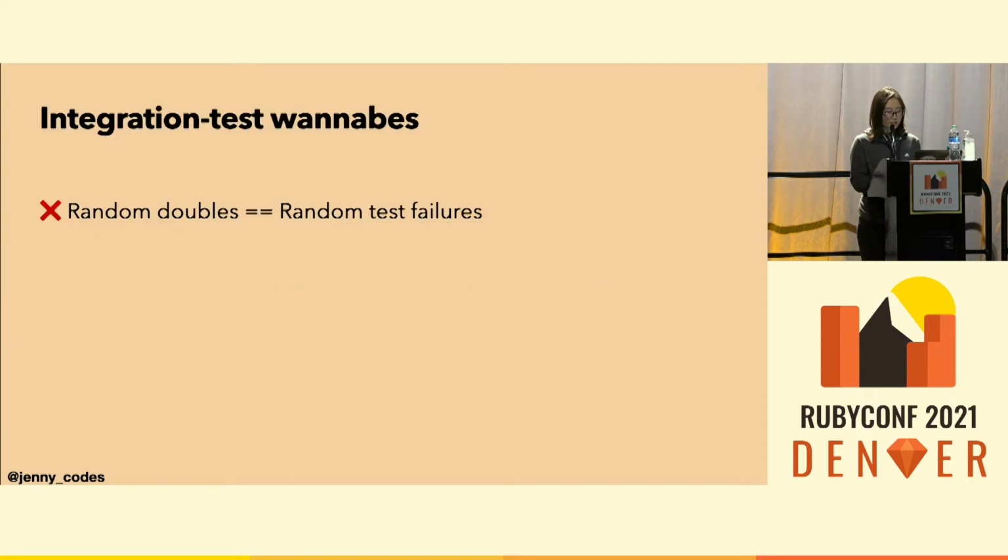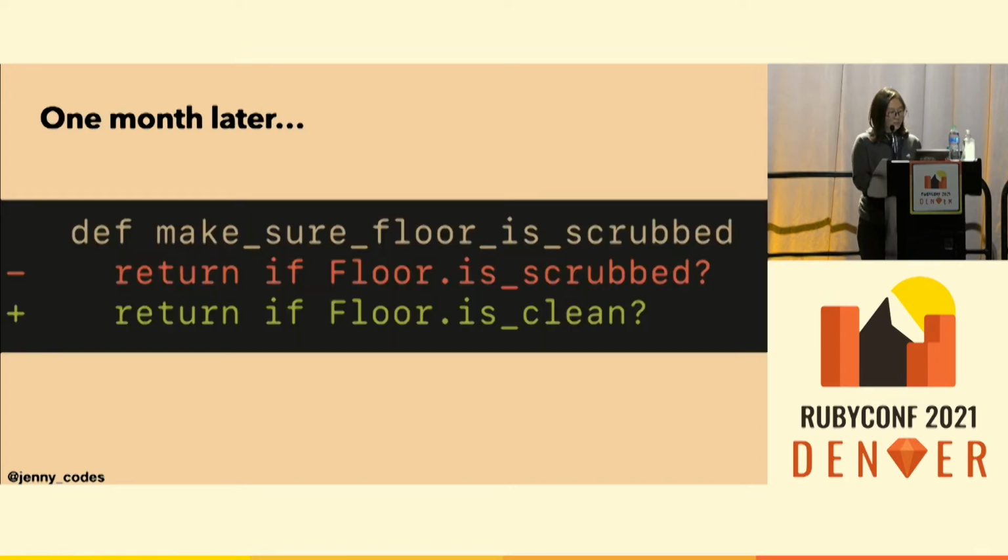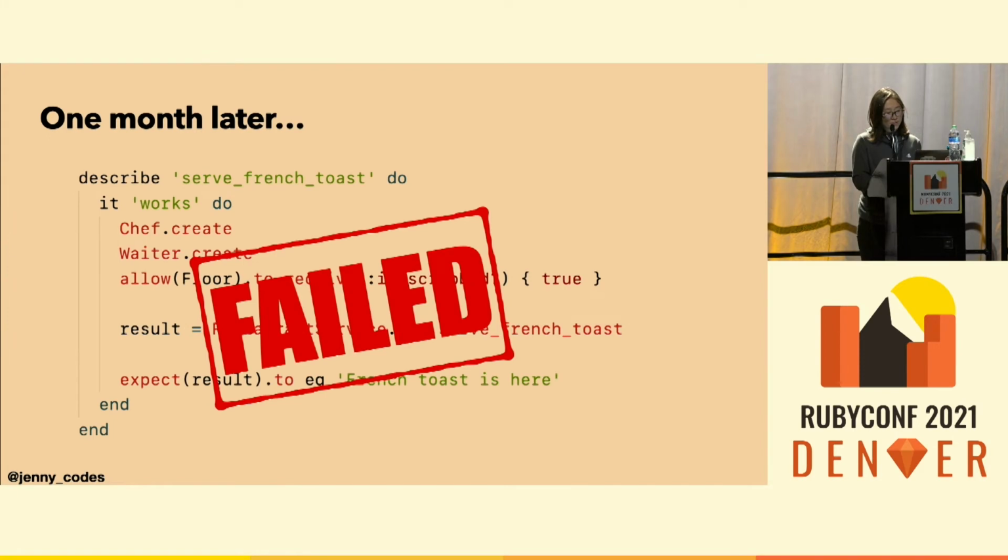So what's bad about this is, first of all, if you have random test doubles like this, you will have random test failures in the future. It always comes back. So fast forward 1 month later, in the waiter class, someone decided to change the method. And so now your restaurant test fails because some distant implementation detail has changed, not because your production code is broken. And it's really sad for people who want to do refactoring.